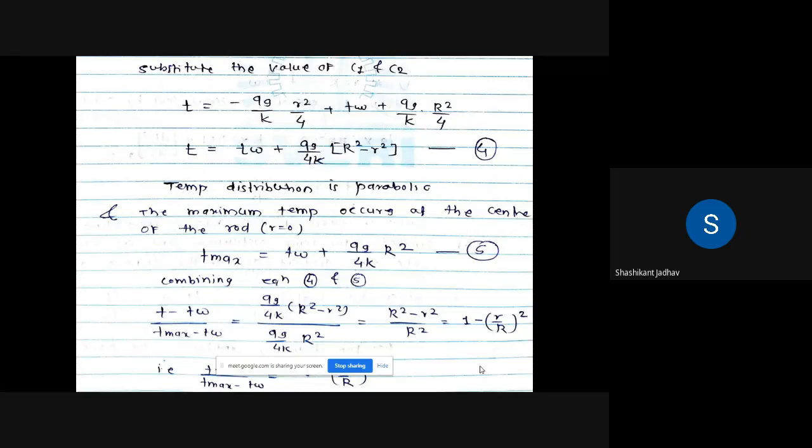Anyone? Anyone tell me about that? How to calculate heat generated per unit volume? It means we have to calculate the value of QG.